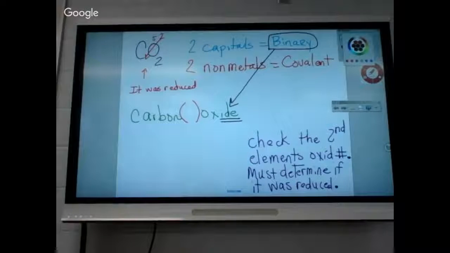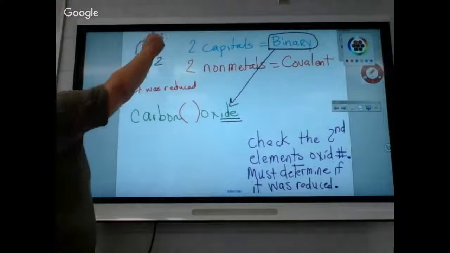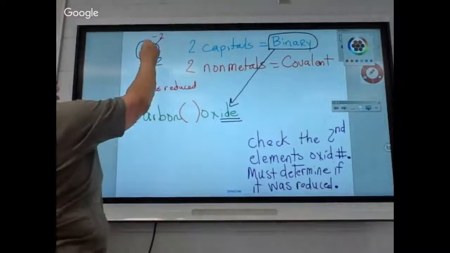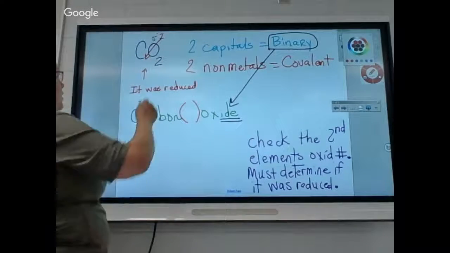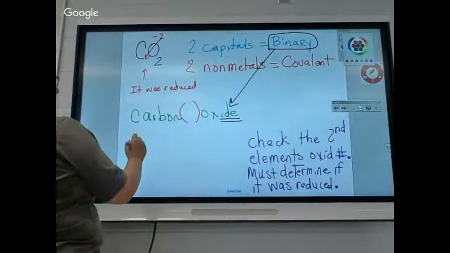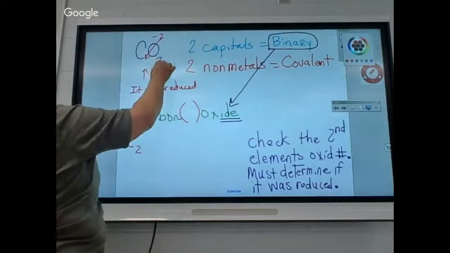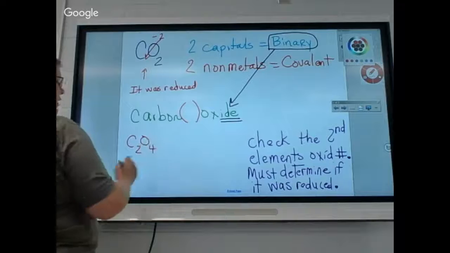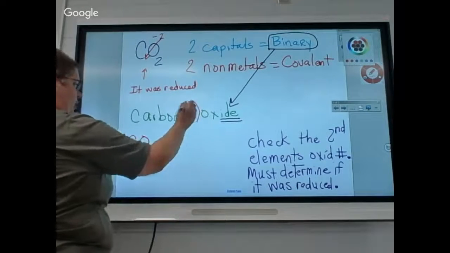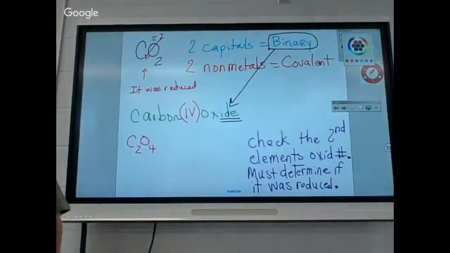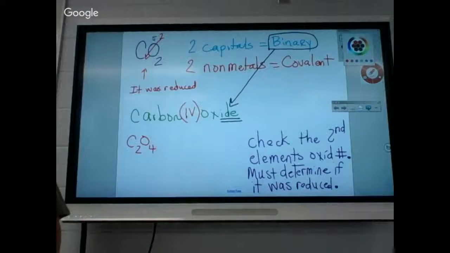Yes. Now, why is it a 4? Here's the shortcut to figure it out. This 2 should be right here, right? Yeah. All you have to do is take that 2 and multiply it through the subscripts. So what's 2 times 1? What's 2 times 2? So what number came from the carbon? 4. Roman numeral 4. The hardest part for most people is figuring out, was it reduced or not?